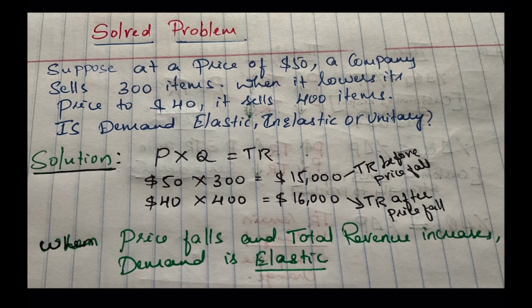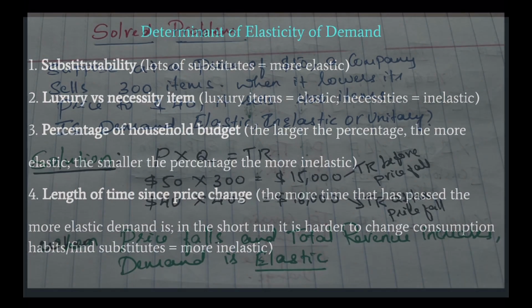Solution: price times Q is total revenue. So total revenue before the price fall is $50 times 300 units, that is $15,000. After the price fall, total revenue is $40 times 400, that is $16,000. So when price falls and total revenue increases, demand is elastic, because price and total revenue are moving in opposite directions.